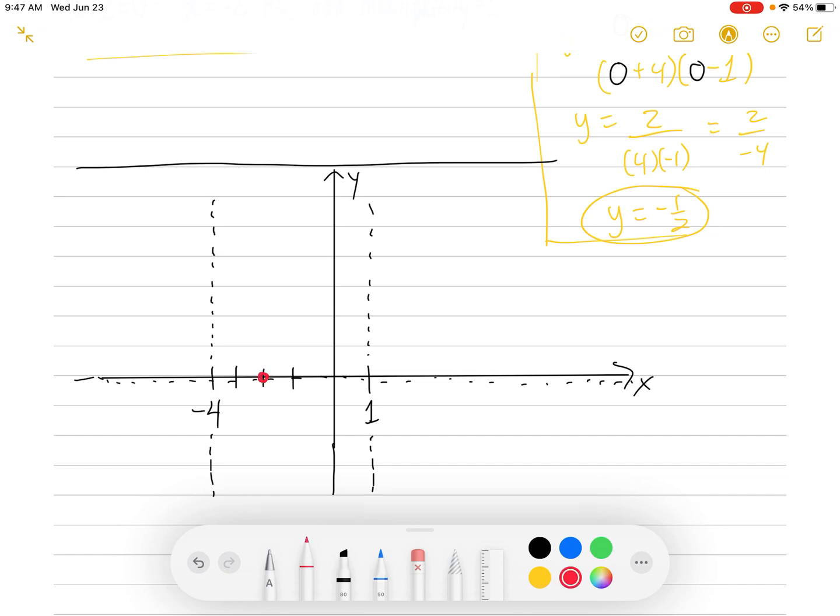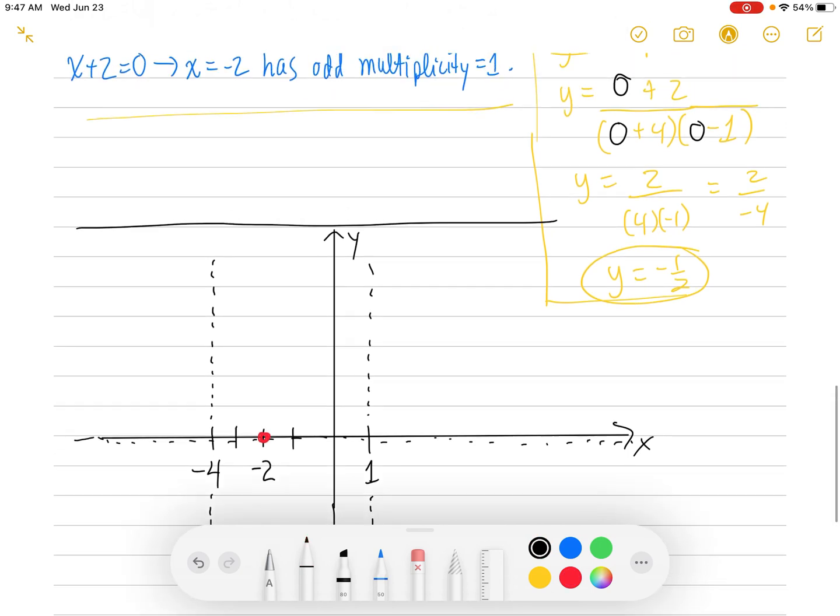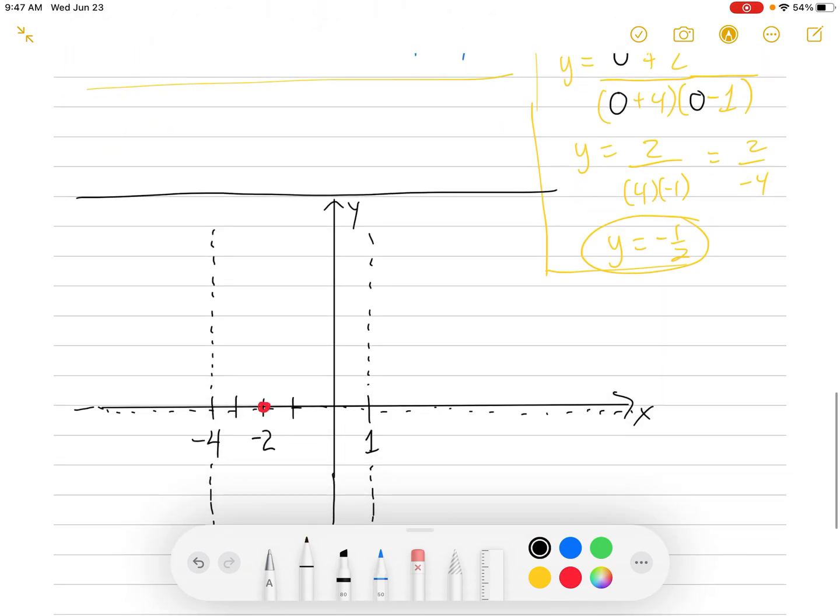We have an x-intercept at x = -2, so -2. Now I'm going to use red to do my graphing here. That's right there, so we have an x-intercept right there, and I'm going to plot that. And we have a y-intercept at -1/2. So let's say this is -1 on the y-axis, so -1/2 would be right here.